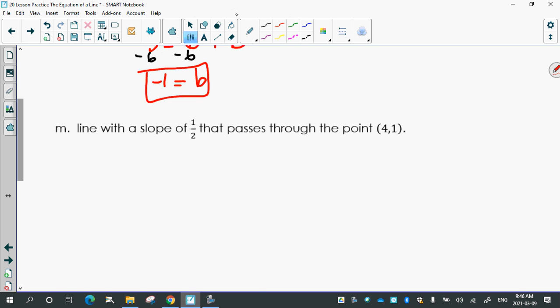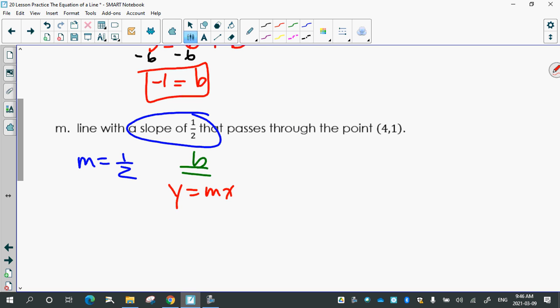So a line with a slope, okay, again, they give me the slope. So I know that right away, going through this point. So I want to find b. So I'm going to write the equation out that I know has to work for a line. I'm going to make x 4 and y 1, okay? So y is going to be 1, m is a half, x is 4, plus b.